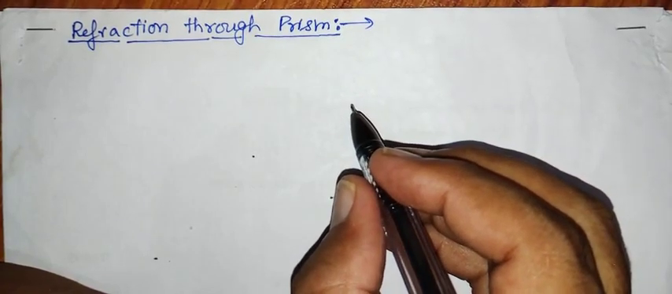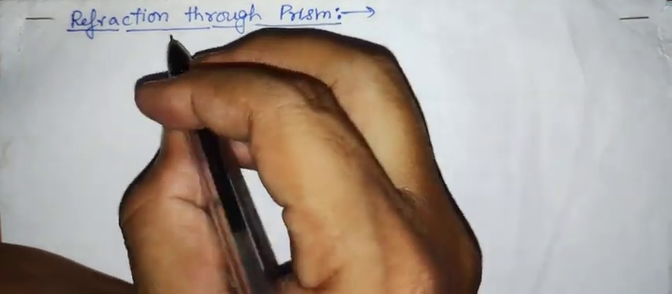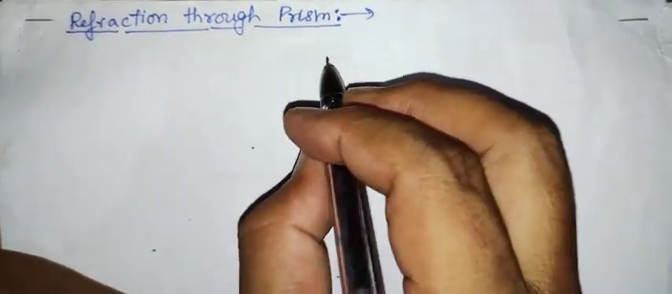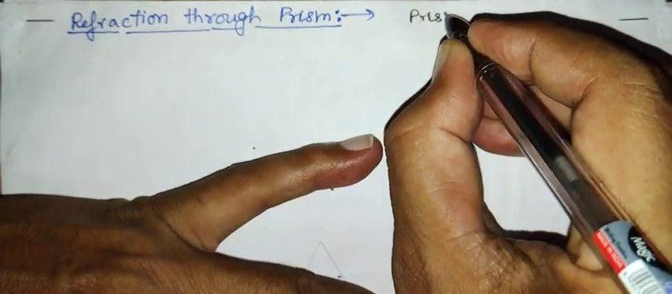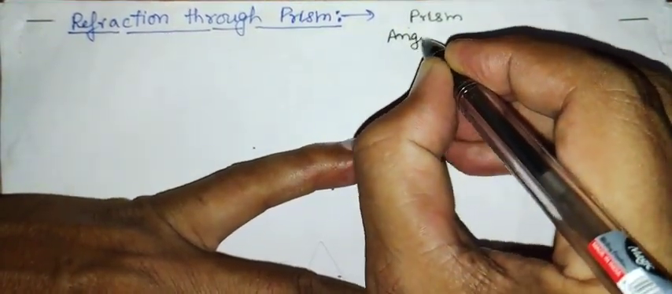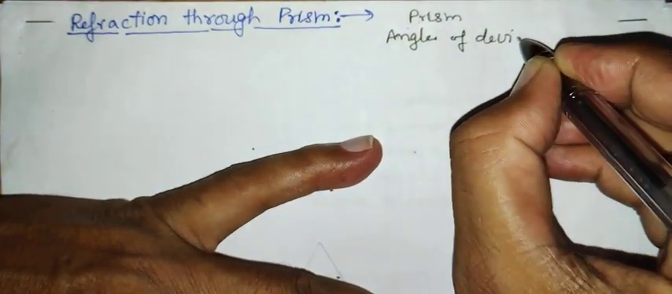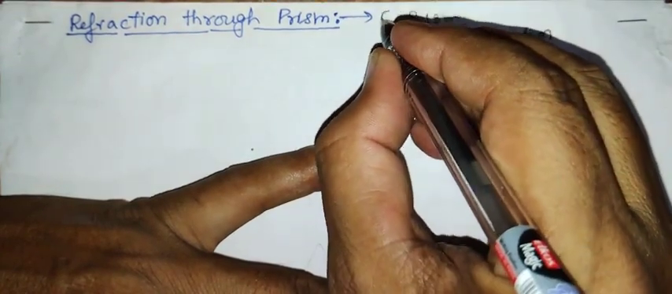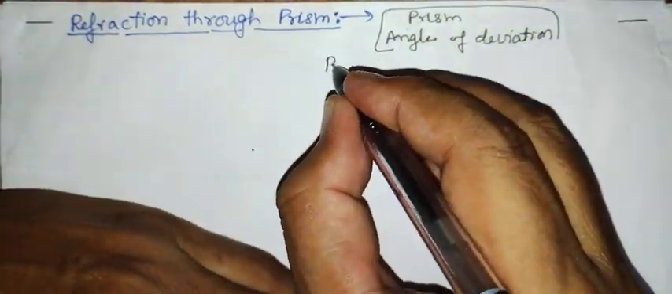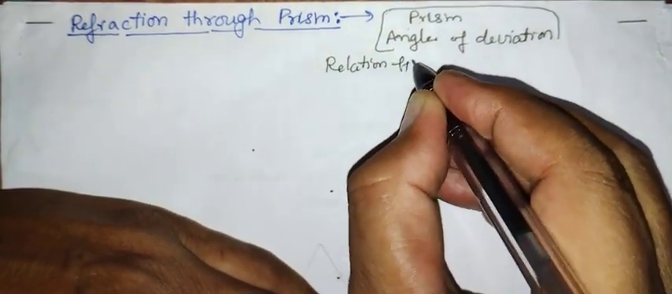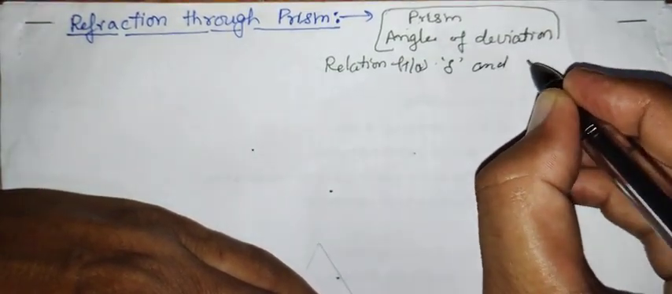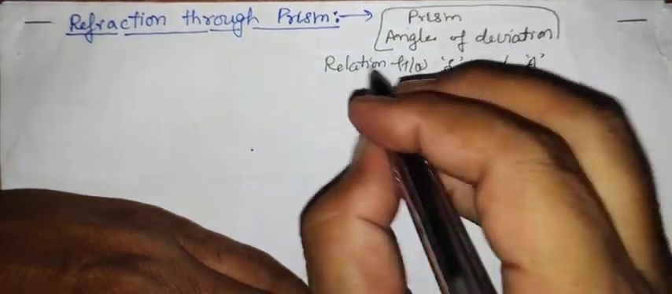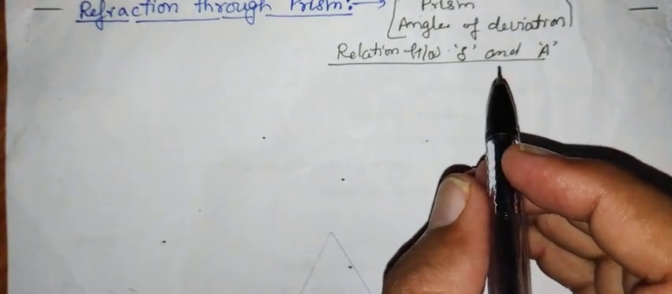Hello everyone. Today we are going to see a topic, refraction through a prism. In this topic we will learn about prism, angle of deviation, and the relation between angle of deviation, denoted by delta, and angle of prism A. So see very carefully how this will be done here.